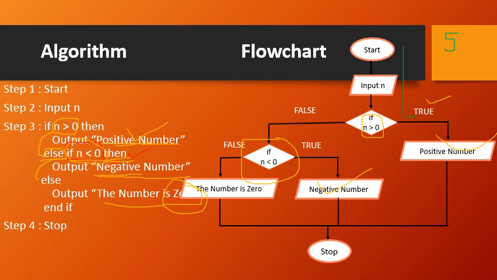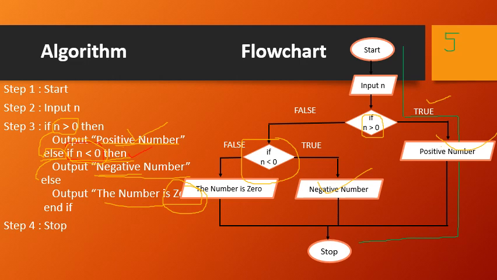Then how will the flow turn? It will go to this side, and what do we have? Output. Output, what does it say? Positive number. Yes, 5 is a positive number, and then stop. This is one of the flows when n is 5. Correct? Then let us take another example.